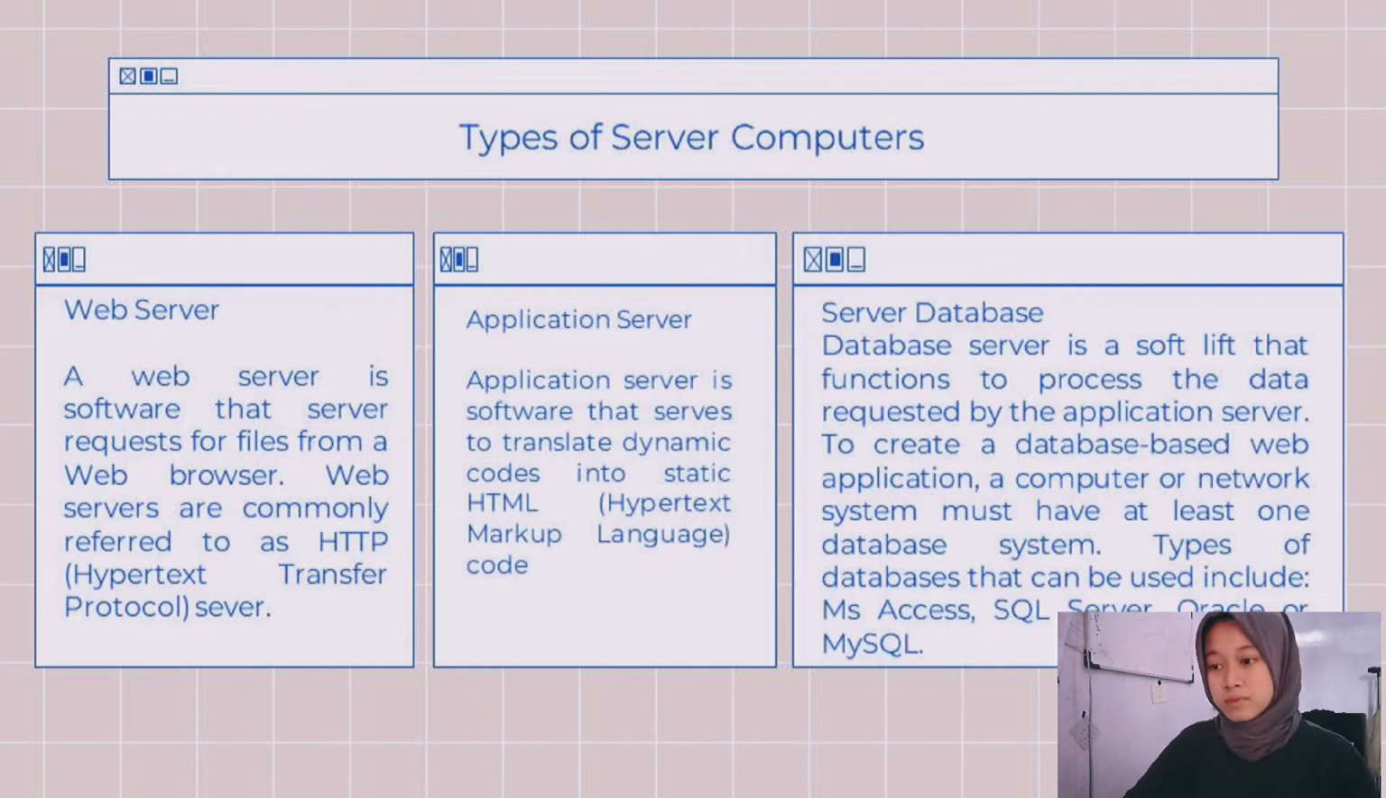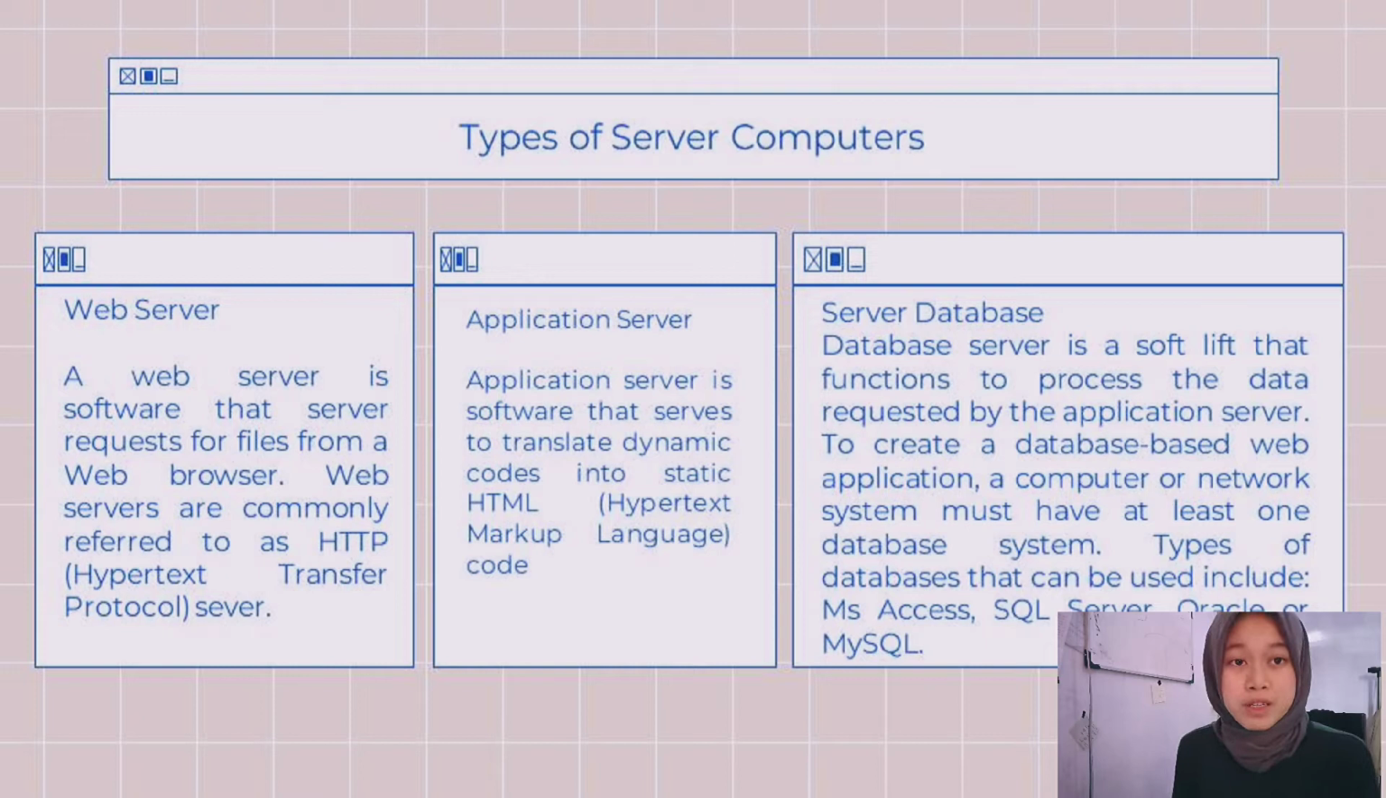Next, types of server computer. We have three types of server computers. The first is the web server. A web server is software that serves requests for files from a web browser. Web servers are commonly referred to as HTTP or Hypertext Transfer Protocol servers.